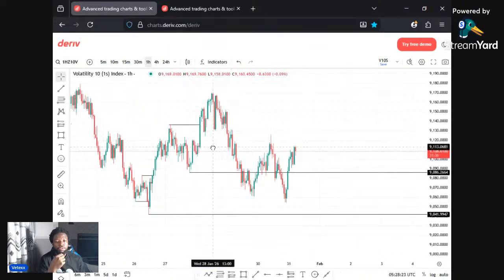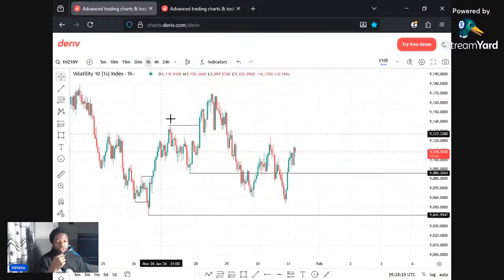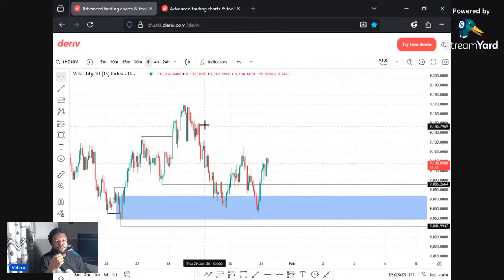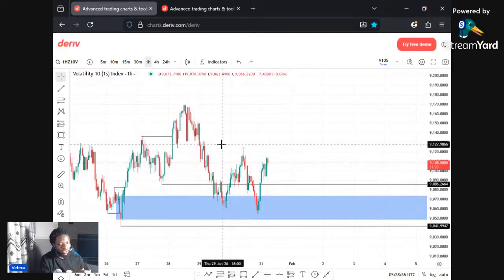Okay, so now we have, this is our first break of structure, this is our second break of structure. Now this zone becomes the point of interest on the 1 hour time frame. So now after this 1 hour time frame, what do we do? We scale down to the lower time frame and then start looking for continuation. Now let's go to the 15 minutes time frame.